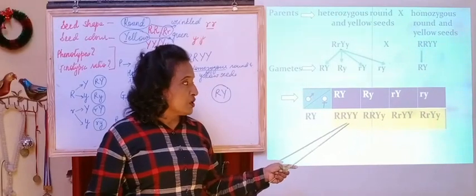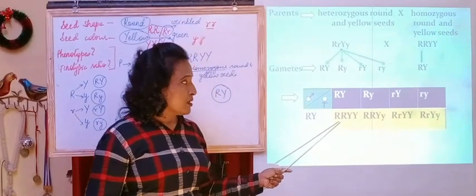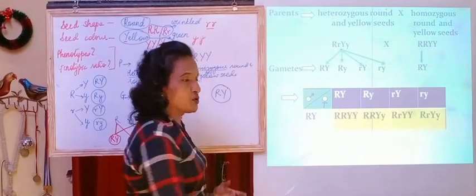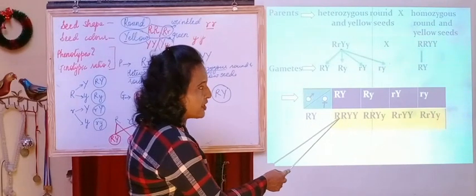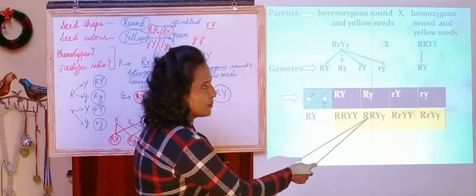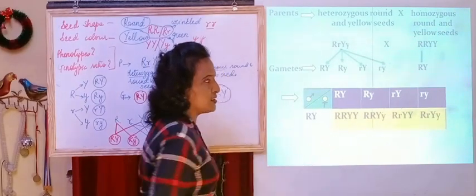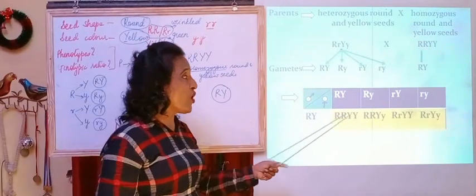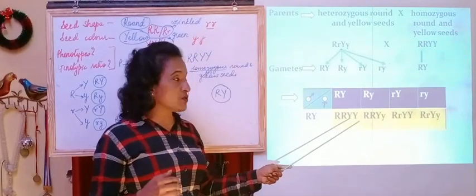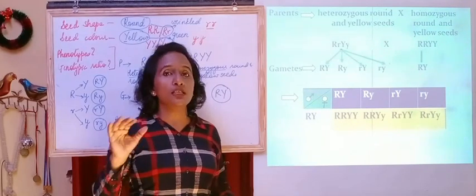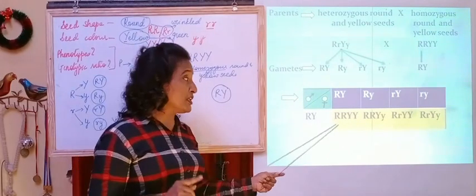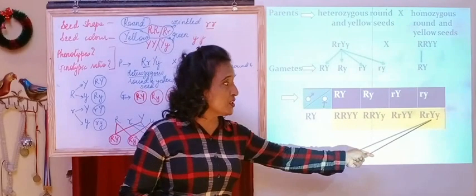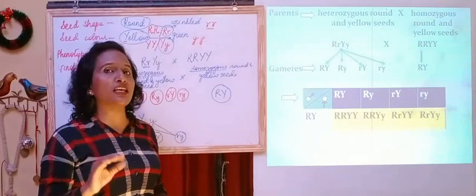So if you see here, in each square, the possible genotype which we have got everywhere is capital R, capital Y, capital R, capital Y, and in the other squares too. This indicates that all are offspring having round and yellow seeds. So we should remember, even if there is one capital R and one capital Y, as shown here, it indicates it is a round and yellow seeded plant.